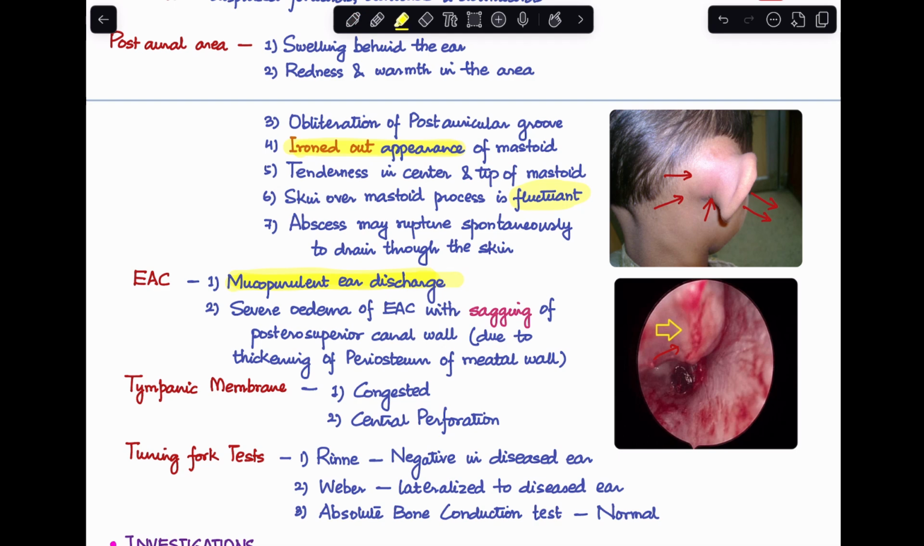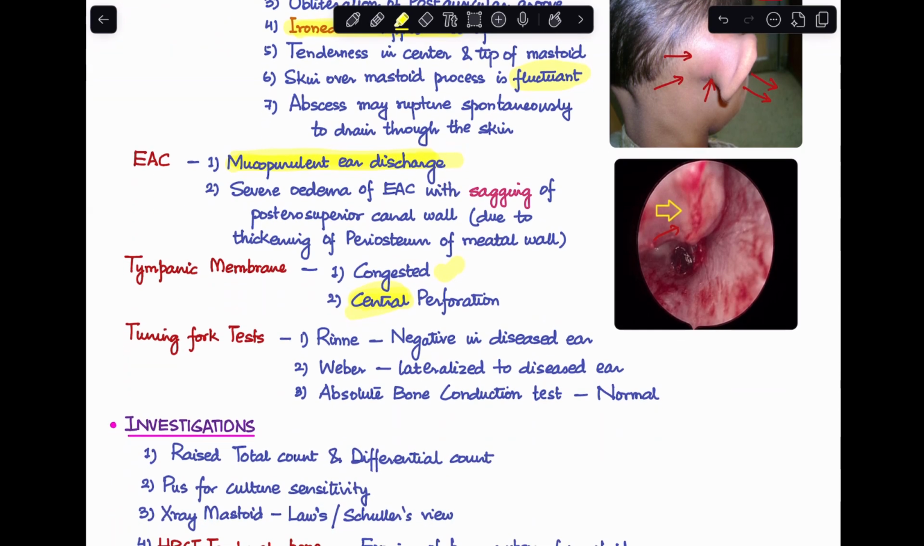Okay, next is the tympanic membrane. Once you're able to see the tympanic membrane, you'll see that it is congested and there is a central perforation in the tympanic membrane. When you perform tuning fork tests, we'll see tests which are representative of a conductive hearing loss on the affected side. So these are all the clinical features in a case of postauricular abscess.